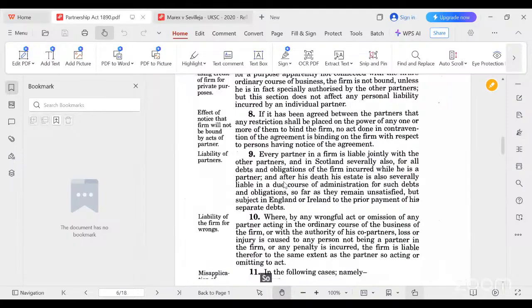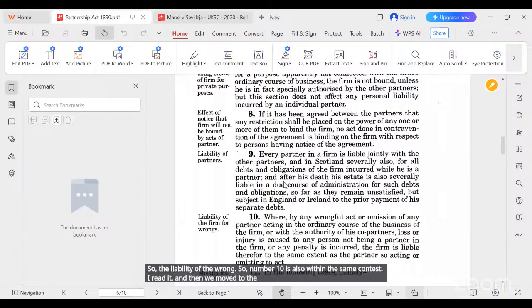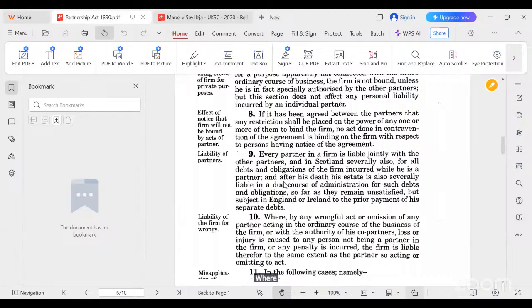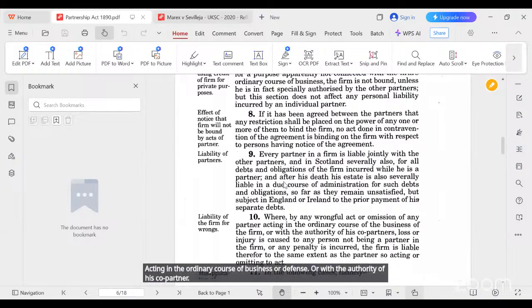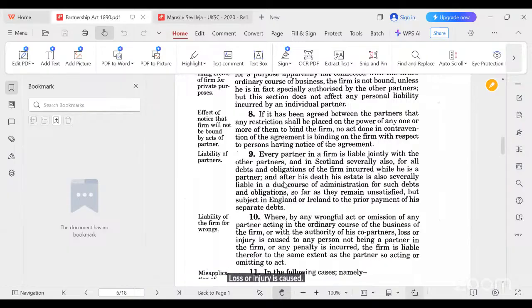So the liability of the wrong. Number 10 is also within the same context. I will read it and then we move to the next section. Where by any wrongful act or omission of any partner acting in the ordinary course of business of the firm or with the authority of his co-partner, loss or injury is caused to any person not being a partner in the firm, or any penalty is incurred, the firm is liable, therefore, to the same extent as the partner so acting or omitting to act.